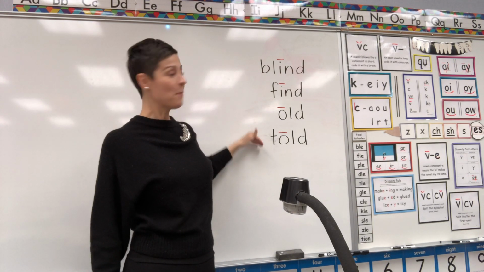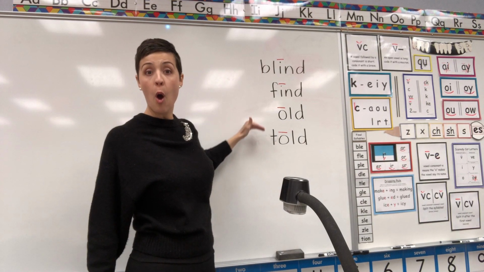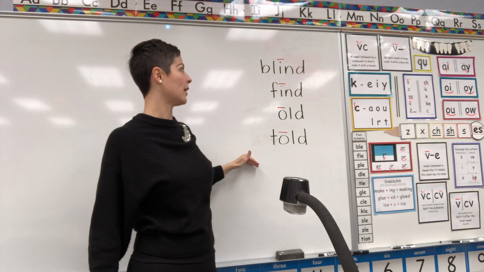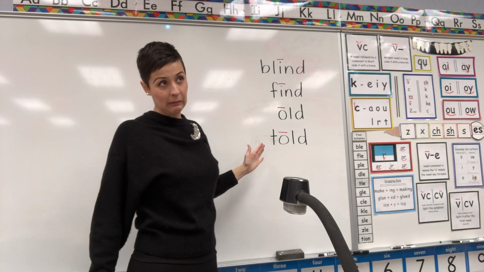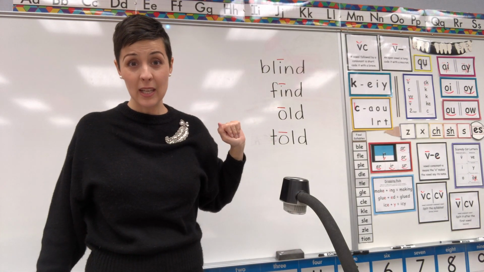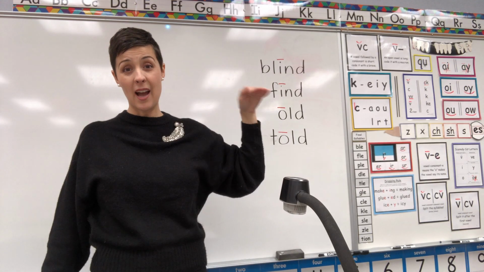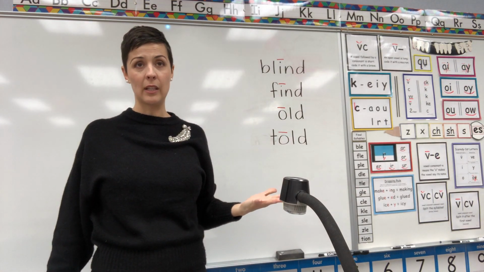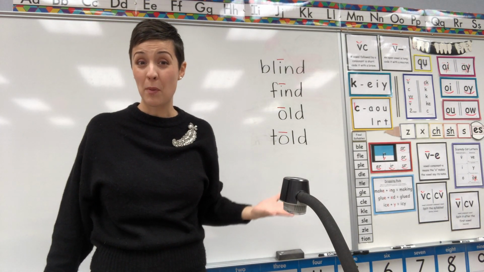Will you do it with me? Ready? Blind, find, old, told. You got it. Now, how do you know if you're supposed to put a breve above it to say short I, or a macron to say long I? The answer is you have to just try both sounds.